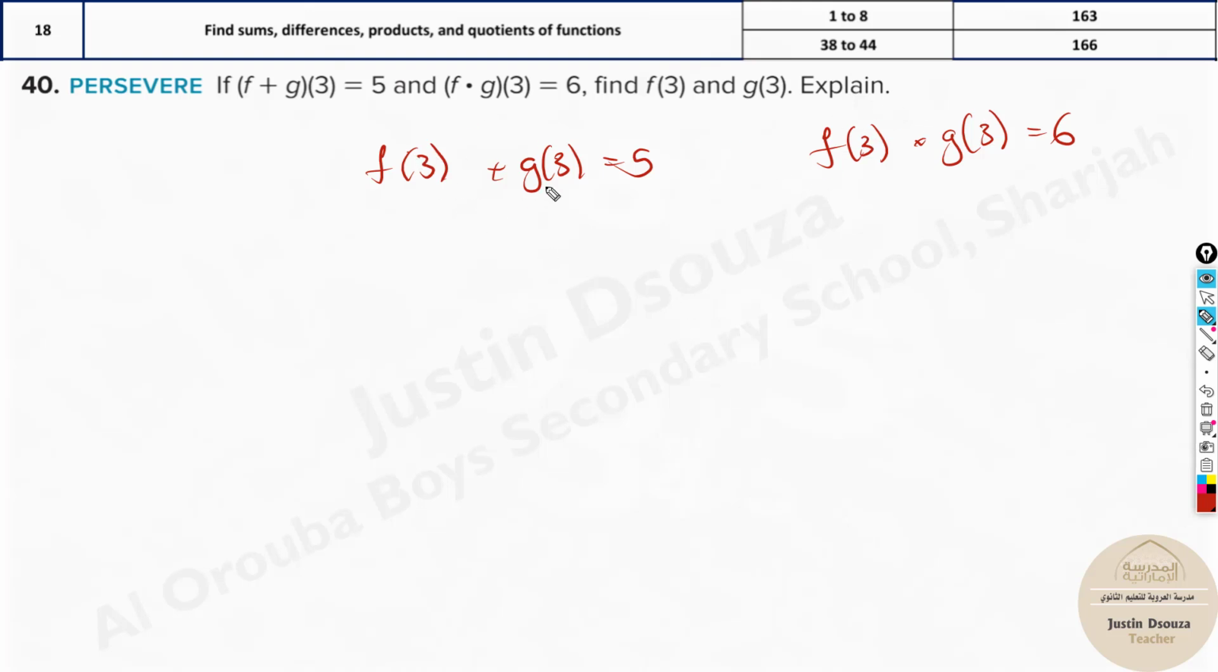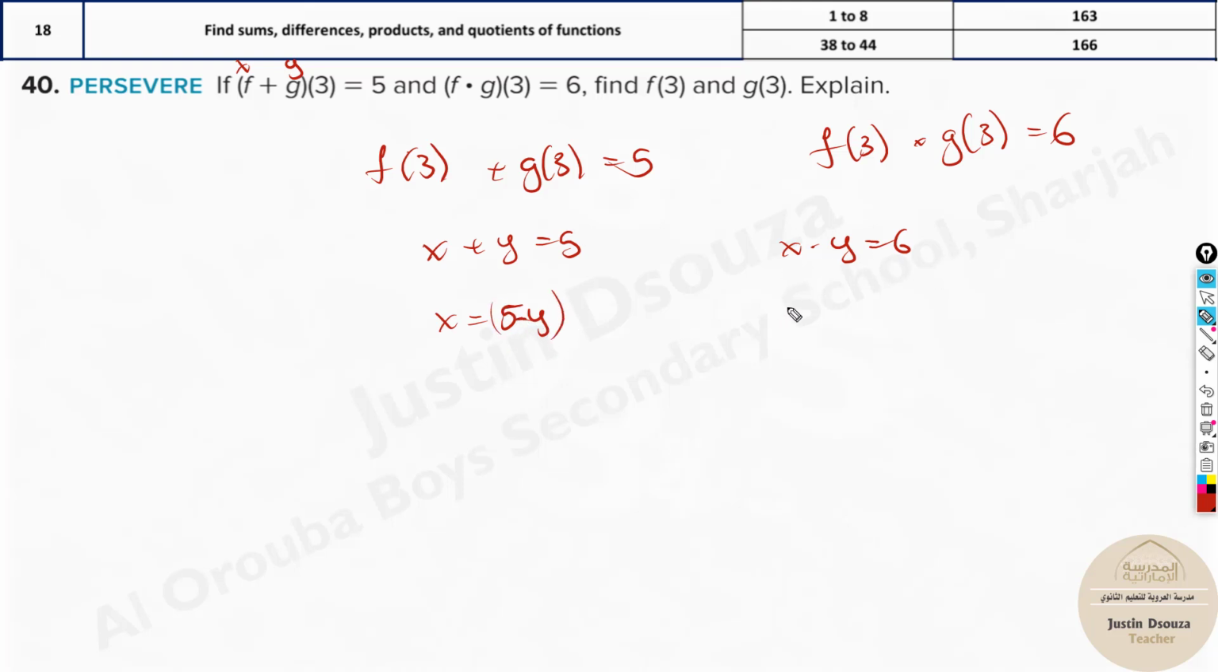Now I can get one function in terms of the other. Generally such problems are written as a, b or x, y and solved. So let us take f as x and g as y. Okay, it'll be easier. x plus y is equal to 5. Here x times y is equal to 6. Now let me take this y to the other side. It will be x is equal to 5 minus y.